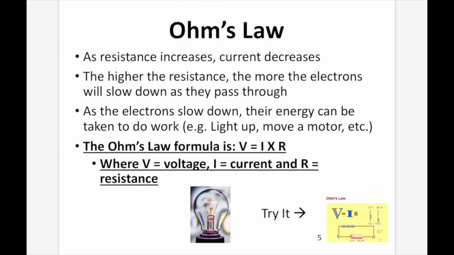Ohm's law. As resistance increases, current decreases. So as we increase resistance, we decrease current. The higher the resistance, the more the electrons will slow down as they pass through. As the electrons slow down, their energy can be taken to do work. For instance, light up, move a motor, etc.